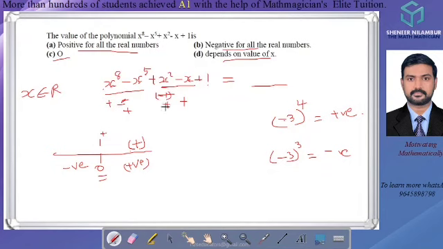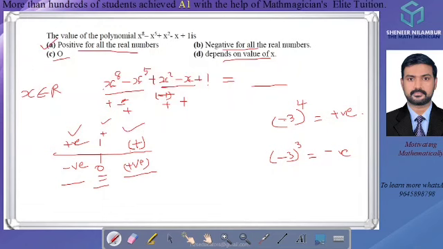Which means when we give a negative number in the place of x, all these terms will be adding. So all numbers are adding means it will be a positive answer. So we understood whenever we give a positive number or 0 or negative, the answer is always positive. So option A is the right answer.